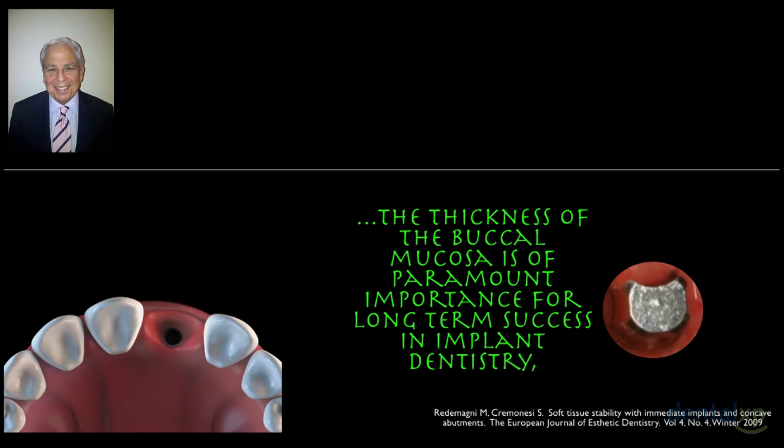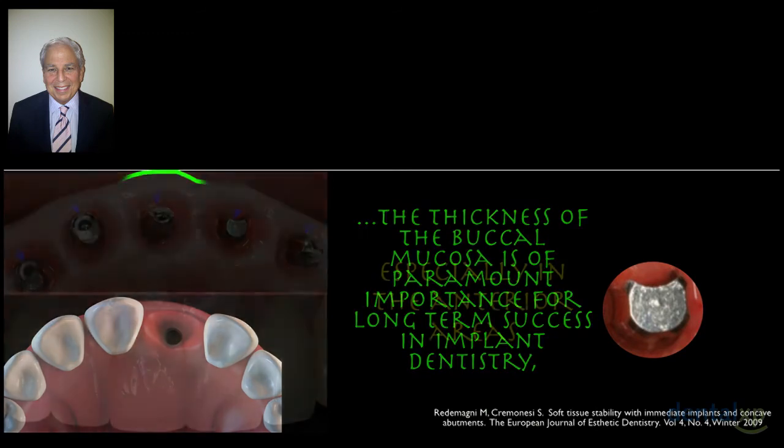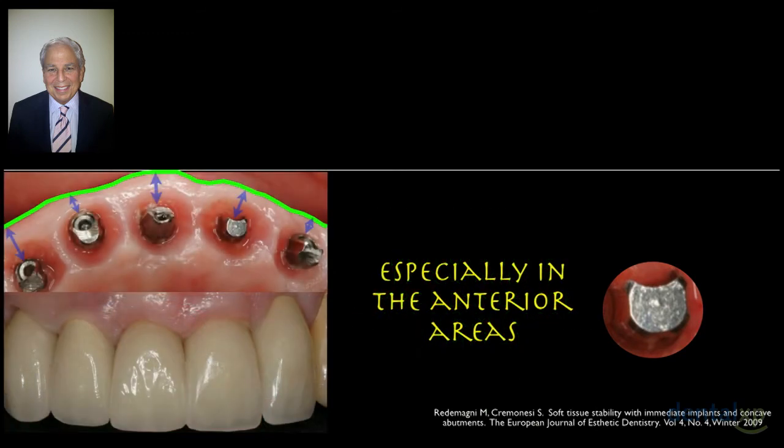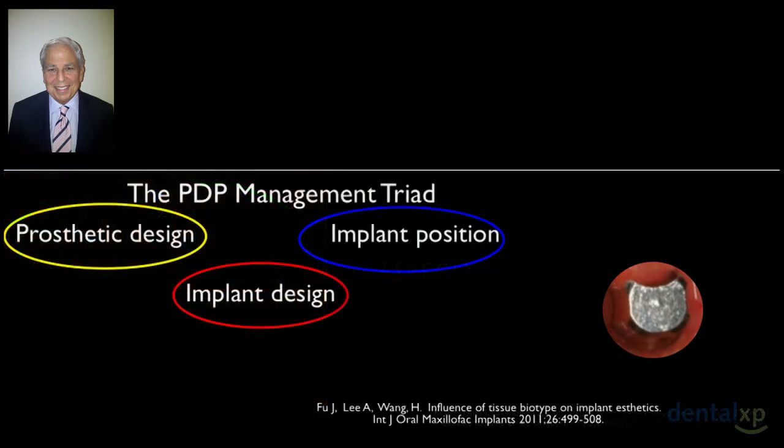Redamangi talked about this too, the thickness of the buccal mucosa and how important it is for the long-term success in implant dentistry, especially in the anterior area. So this is what we're trying to accomplish. Hamli Wang and his group in Michigan, in an article not devoted to any implant system, just about concepts, came out with a concept called the PDP management triad. When you put these components together, you're going to be able to achieve a thicker type of tissue.